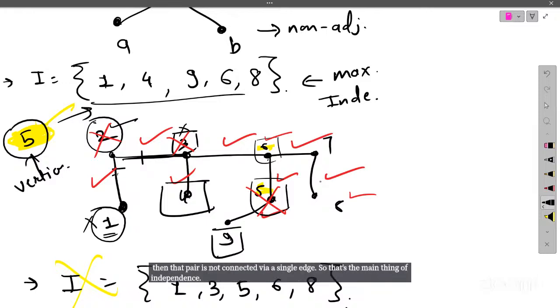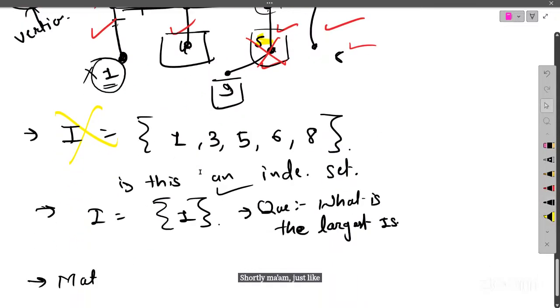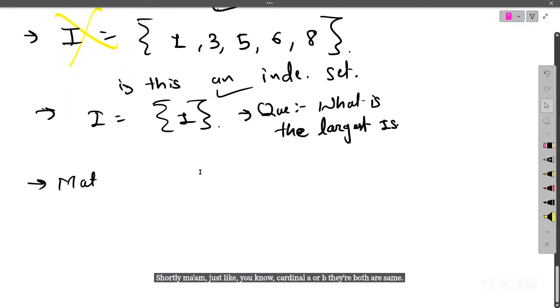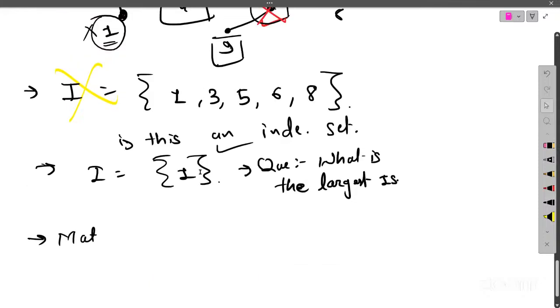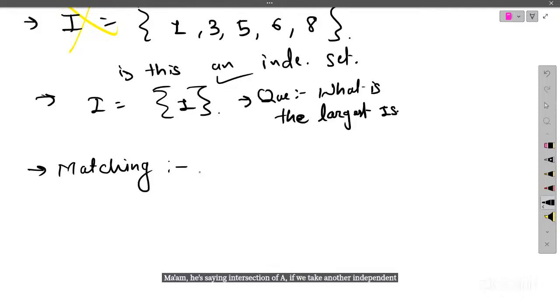And our task is to find the maximum independent set. Shortly, ma'am, just like cardinality of A or B, the both are same. Cardinality of A means? Suppose A and B are both independent, A intersection B. Ma'am, he's saying the intersection of A with another independent set should be 0, an empty set. No, that's not the case.